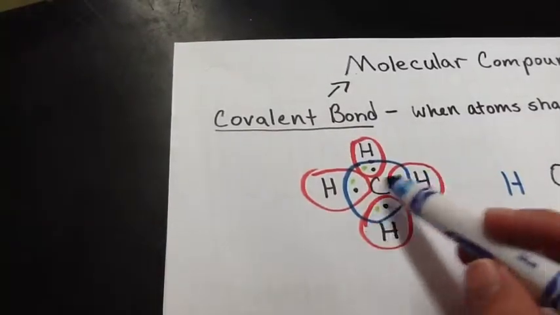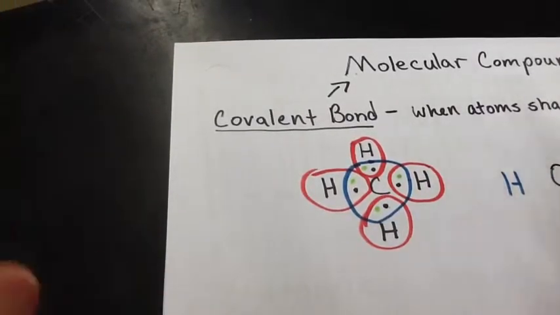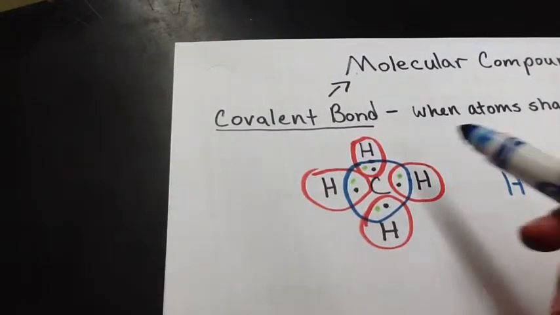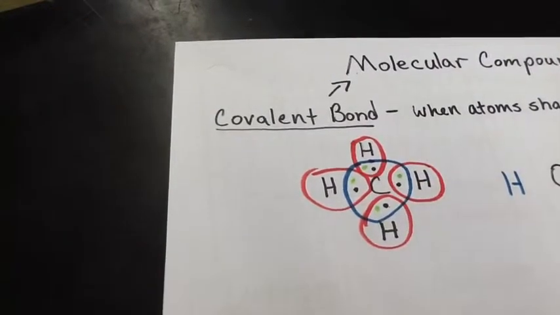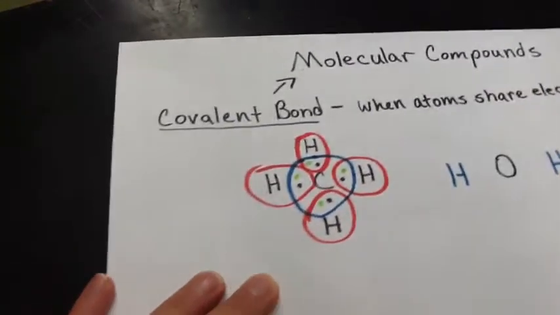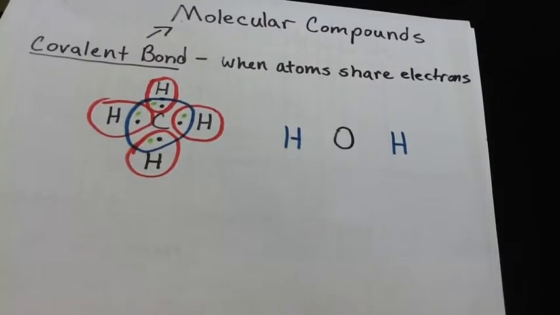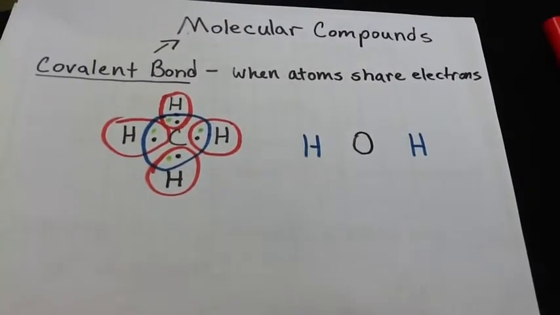They are sharing these electrons. No one's giving anything away. They're sharing these electrons. They're both pulling on them because they all want these electrons. So that's a covalent bond. That's one example. Another example that you're very familiar with is water.